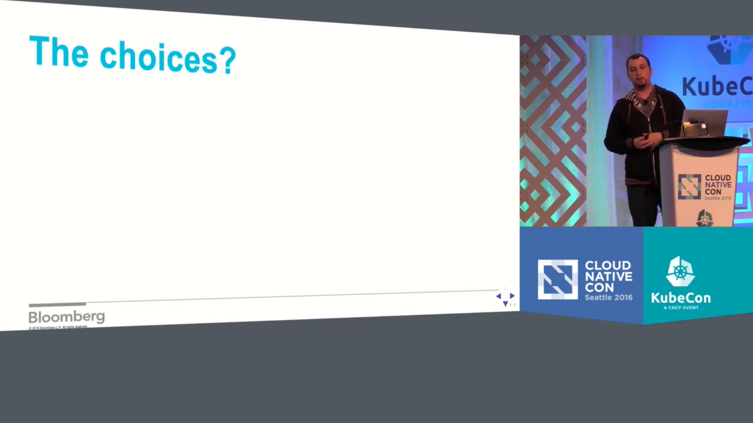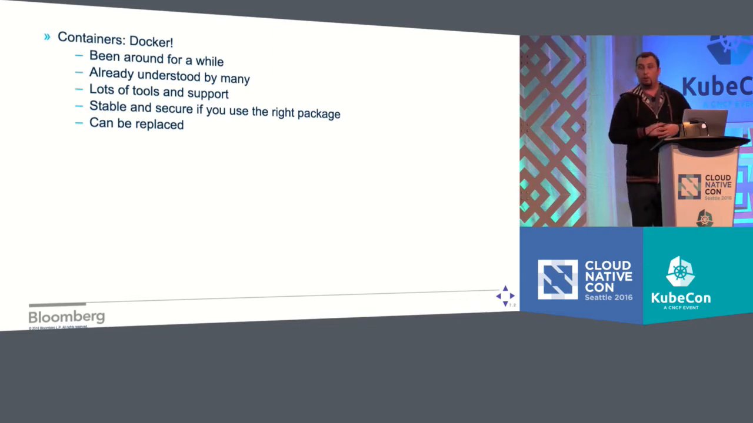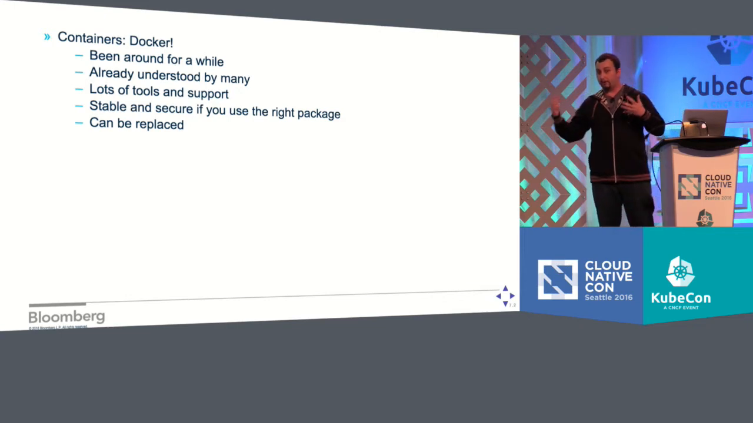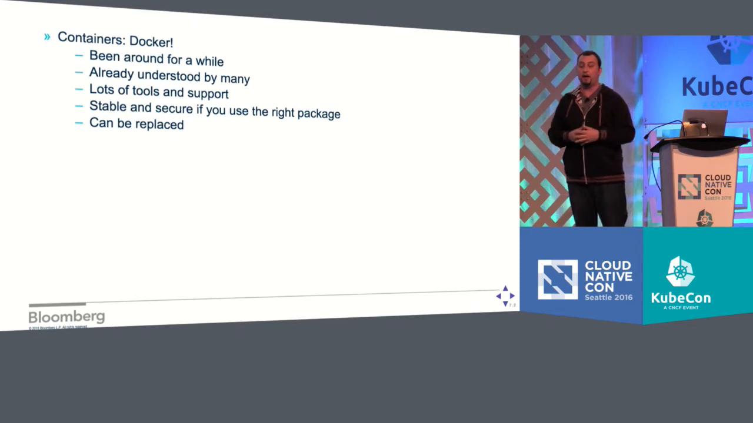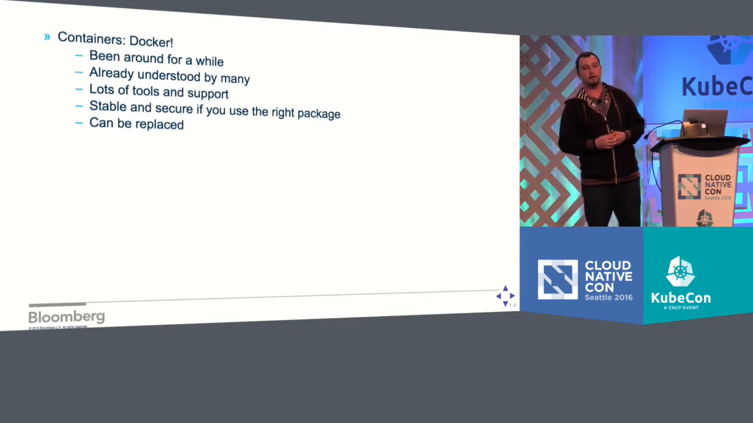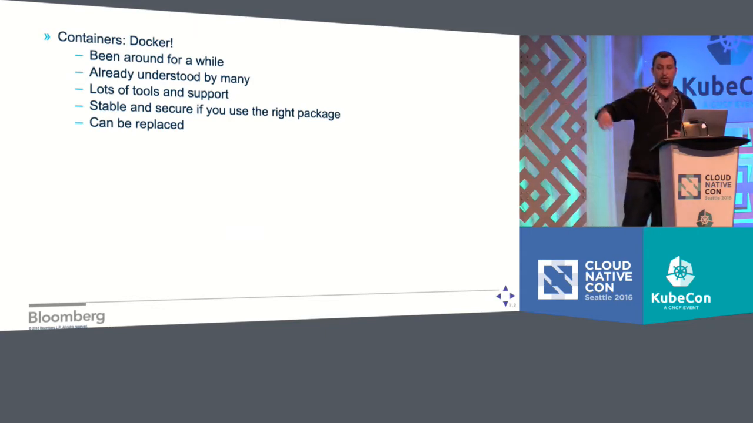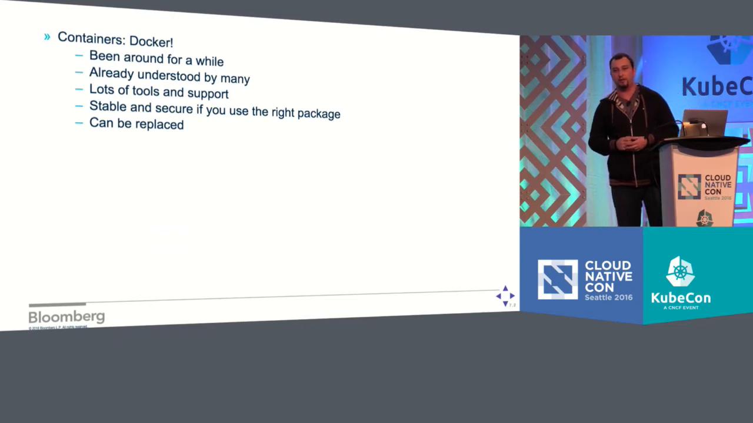So what choices did we make and why? For containers, we went with Docker. One of the reasons is because it's been around for a while. It's already understood by people. There's lots of tools and support around the community. It's stable and secure if you use the right provider, and it can be replaced. There's a potential to use something like Rocket or other container runtimes, essentially a drop-in replacement for the deployment methods, and you'll still be able to retain your development processes on the inside so the developers never have to change anything on their side as well.